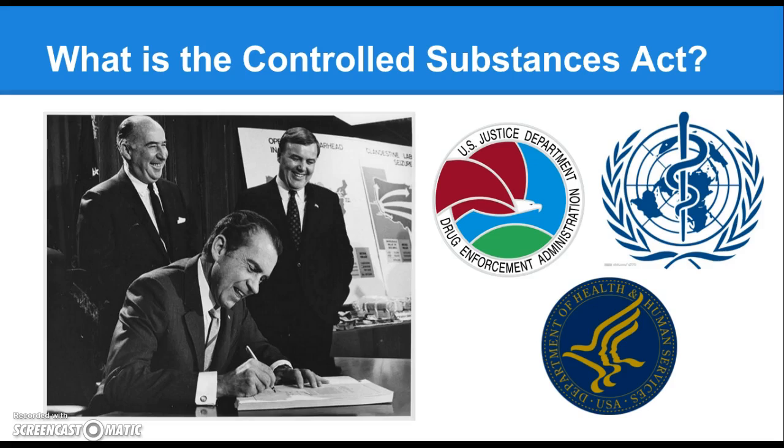The primary problem the bill was meant to solve, however, was to ensure that the U.S. met its obligations with two international treaties. Those treaties were the 1961 Single Convention on Narcotic Drugs and the 1971 Convention on Psychotropic Substances.